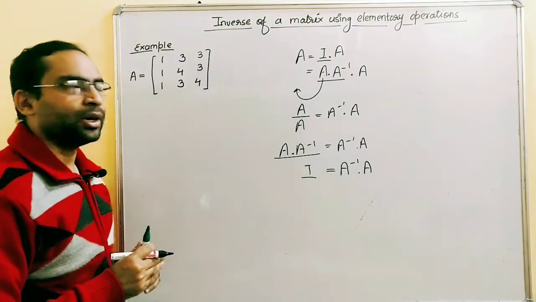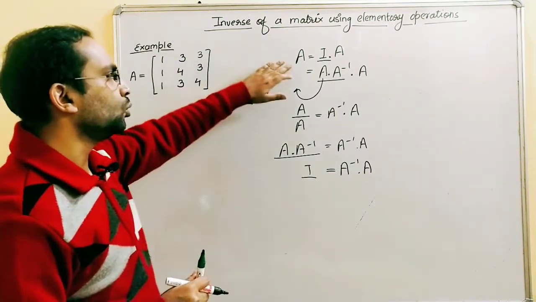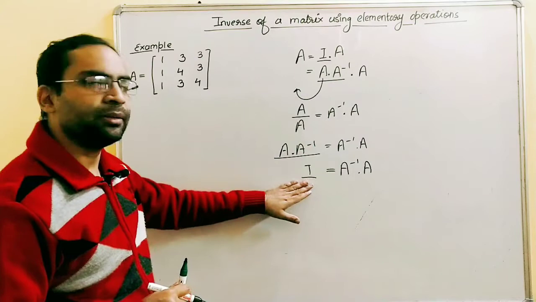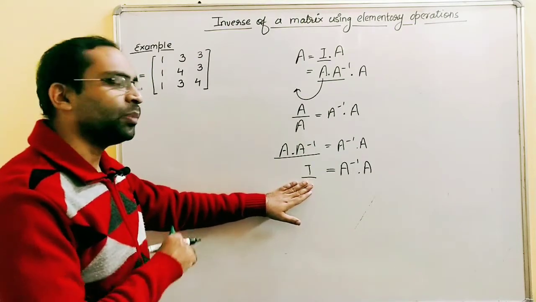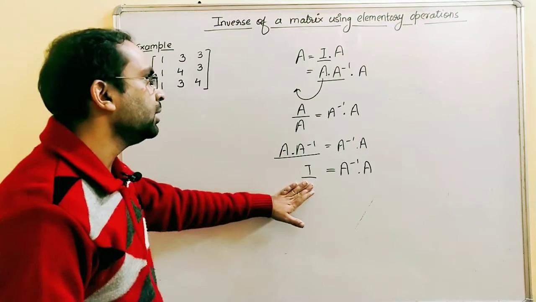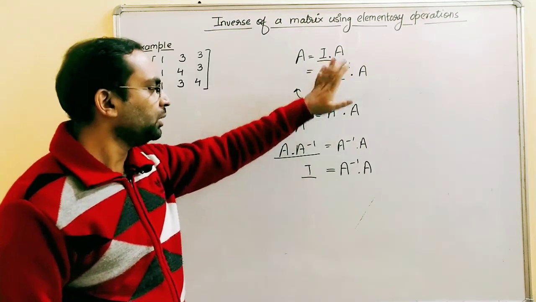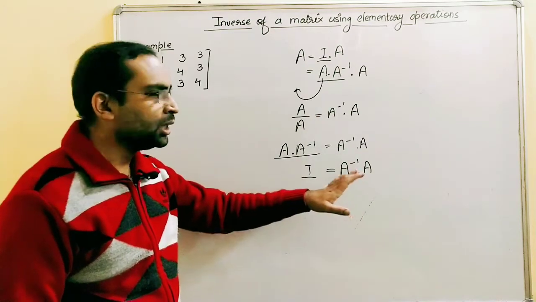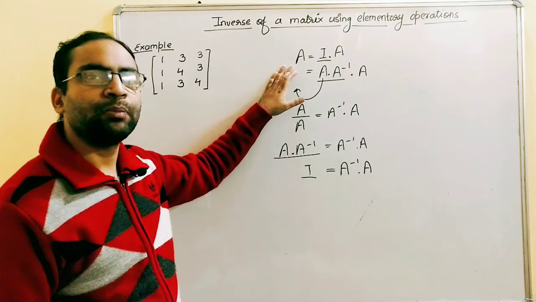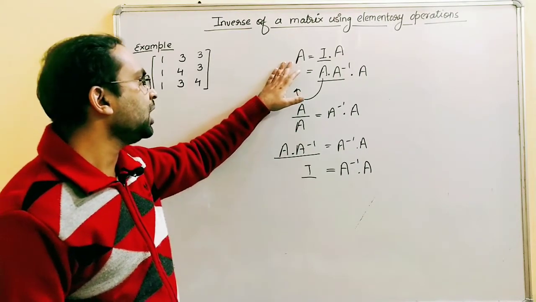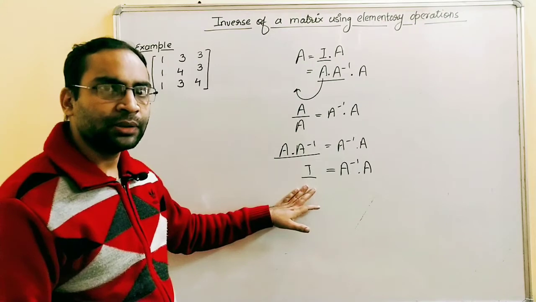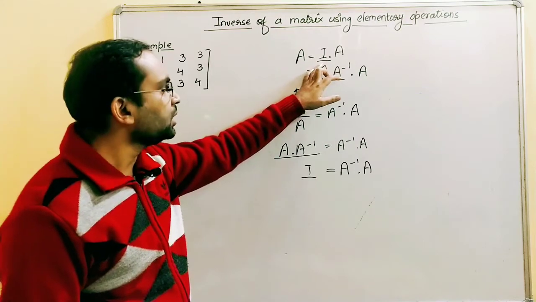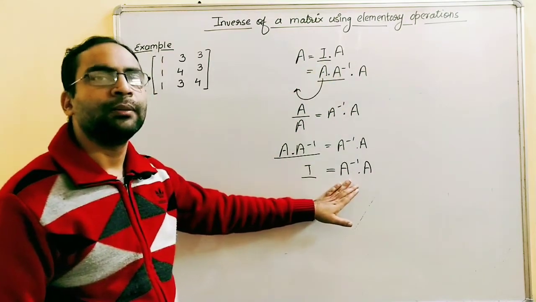So this is a simple property showing that if we convert a matrix by elementary operations into the identity matrix on the left hand side, and if we perform the same operations on the right hand side, then this identity matrix will be converted to A inverse matrix. What we have to remember is we have to perform the same elementary operations that we are performing on this A to convert into identity matrix. The same operations need to be performed on this I to convert this I into the inverse of the matrix.